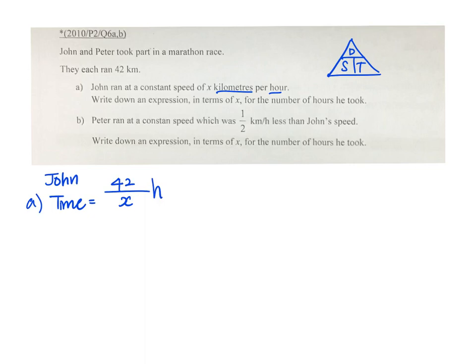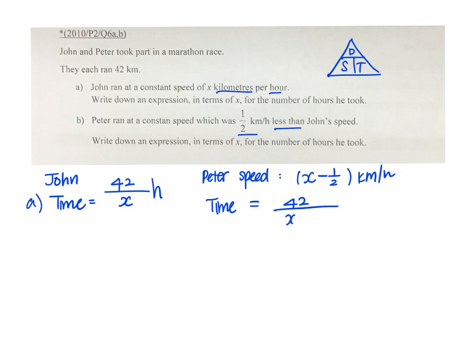Now part B says Peter ran at a constant speed, which was half a kilometer less than John's speed. So half a kilometer less than John's speed, meaning for Peter, the speed is now, origin x, but less than John's speed. So x minus half. Let us write this as kilometers per hour. Now write down an expression in terms of x for the number of hours he took. So the time that Peter took will be again distance divided by speed, which is x minus 1 over 2.